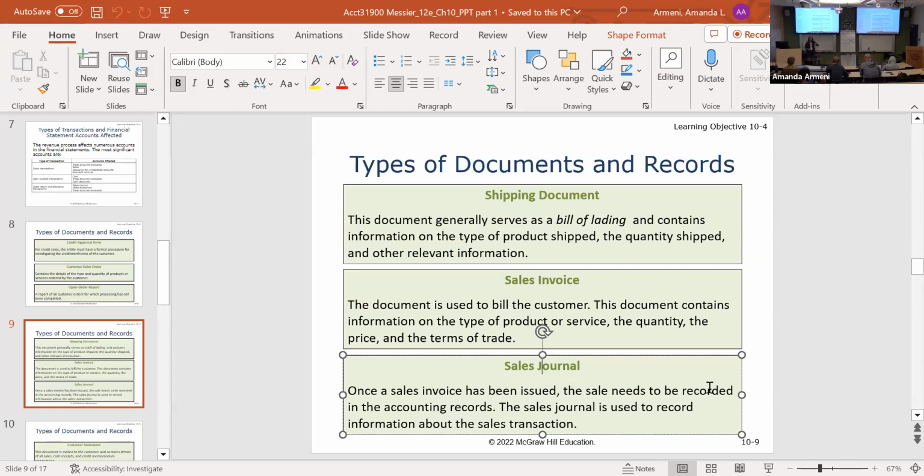So the sales journal is just going to be every entry that they made to sales revenue. So every credit, where is it? Every credit that they made to sales revenue over the given period of time. That's what the sales journal is going to include.